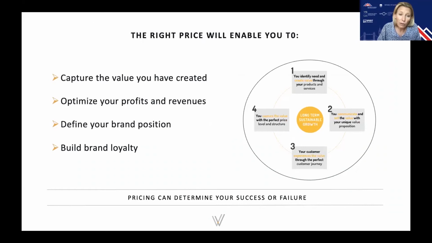So why is setting the right price important? Critically, it enables you to capture the value you've created. And I like to use this term: earn what you deserve and deserve what you earn. You need to be earning the right profit as a company for the level of value you create in terms of your products and services and the experience you give. You can optimize your profits and revenues. There are all sorts of facts out there about a 1% increase in price giving you a 10% increase in bottom line profit. It will define your brand position. How do you want to be perceived? We know that we make judgments, we have perceptions of companies based on their price.